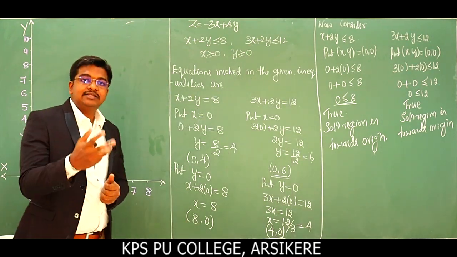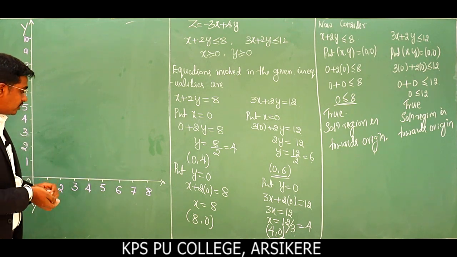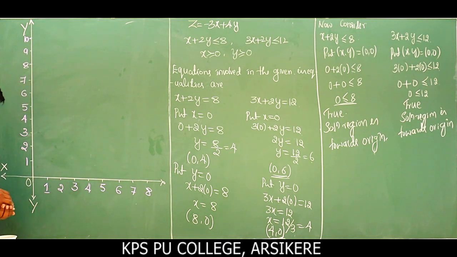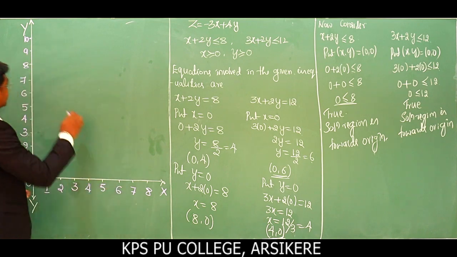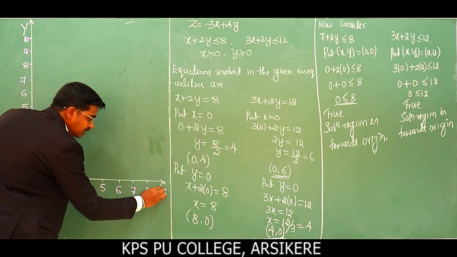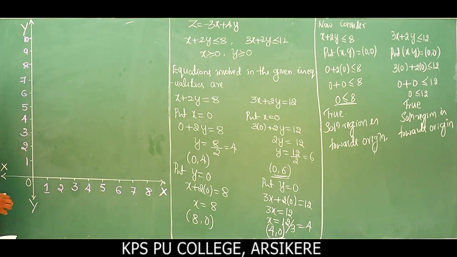To draw the graph, first you have to observe the scale along the x axis and y axis. So it is better to take along the x axis 1 centimeter is equal to 1 unit, and along the y axis 1 centimeter is equal to 1 unit. Okay, so this will be the x axis and this is your y axis. So next we draw the graph. First for the first inequality, x plus 2y less than or equal to 8.